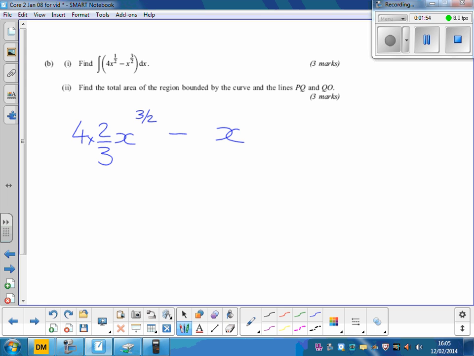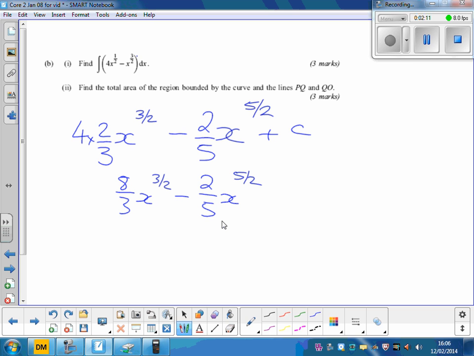Take away x. It was 3 over 2 there. We're going up by 1 again, and so we've got this. And that's, well, should we tidy it up? 8 over 3 x to the 3 over 2 minus 2/5 of x to the 5 over 2 plus c.